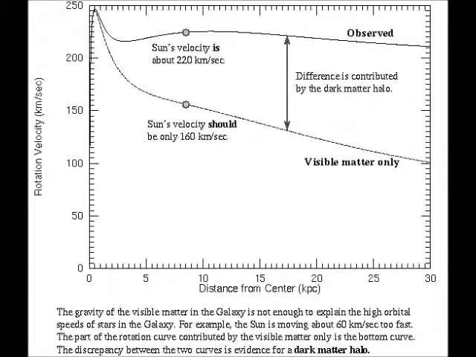Here a first issue arises. The sun velocity is larger than it should be. It means that something strange is going on. In general, the observed velocity is larger than expected.